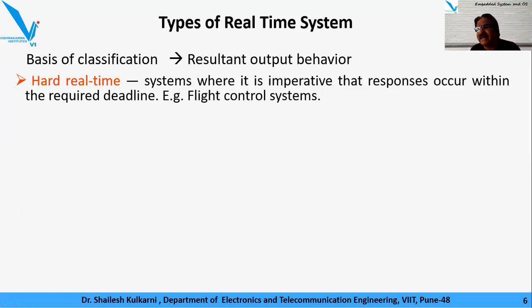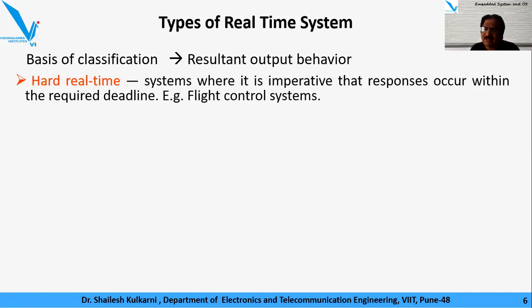And a good example that is given for this is flight control systems. If something goes wrong in the flight control system, then I think it is known to everyone what the consequences would be, isn't it?